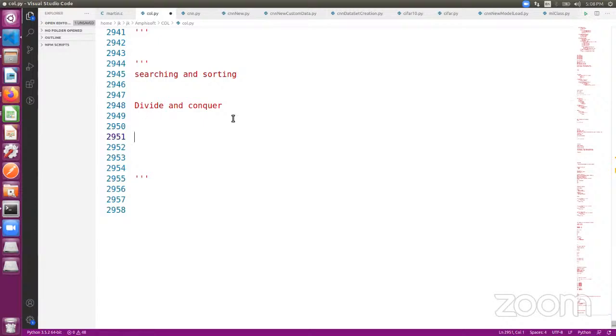So what do you think this divide and conquer would be? By the name itself, we are able to get an idea, right? We are trying to divide something and solve it, and then we combine those solutions after solving the smaller things. That is what divide and conquer is, right? So are we trying to divide a problem into smaller subproblems? Is it so? Are we trying to divide a problem into subproblems?